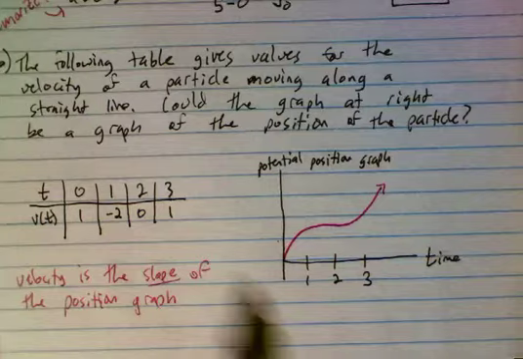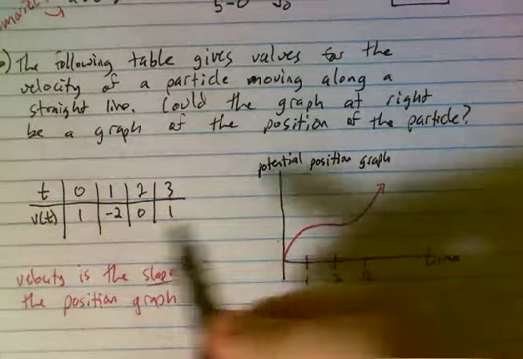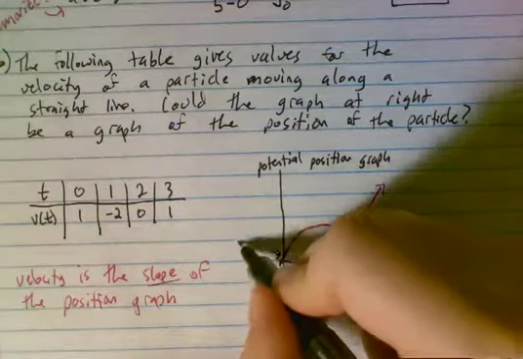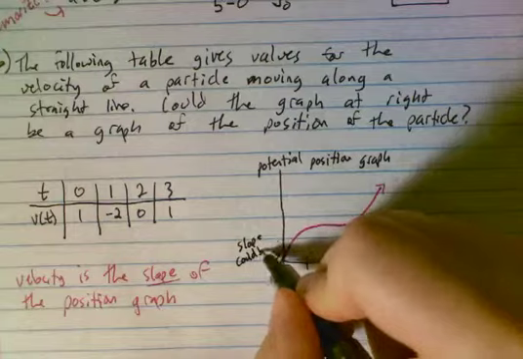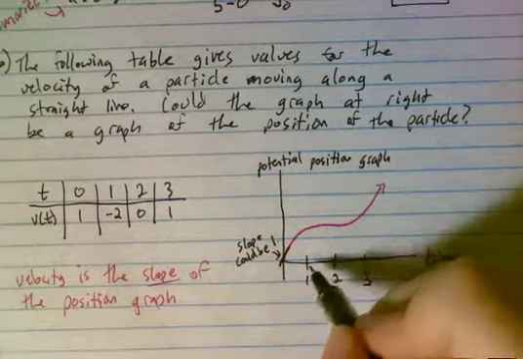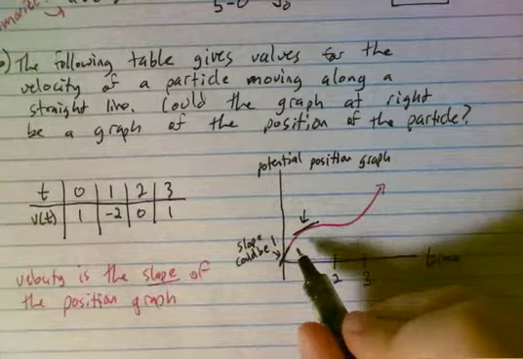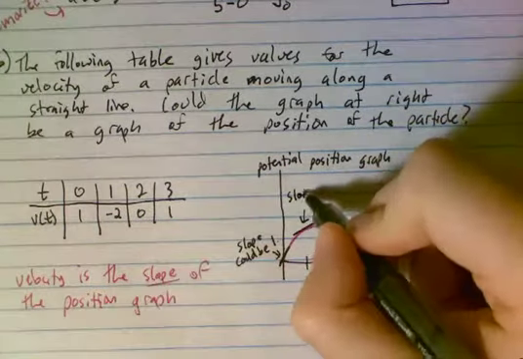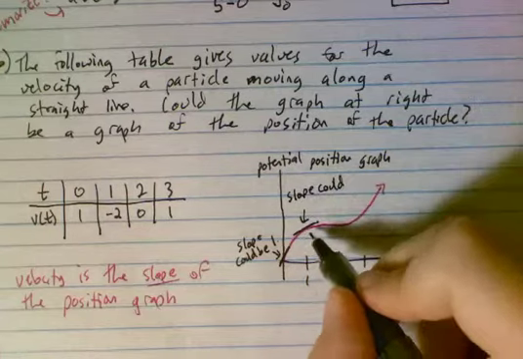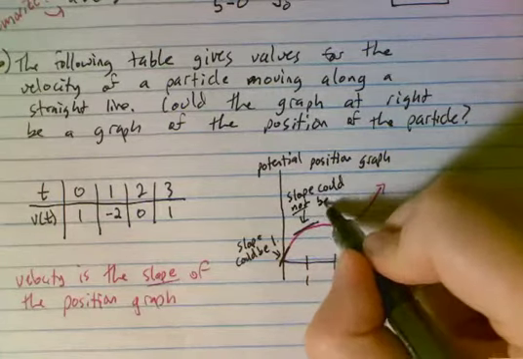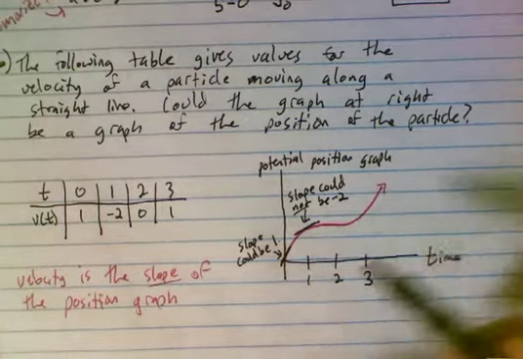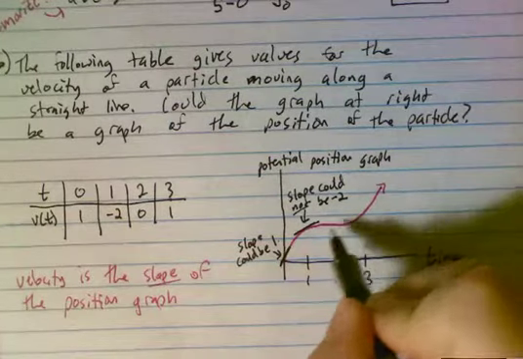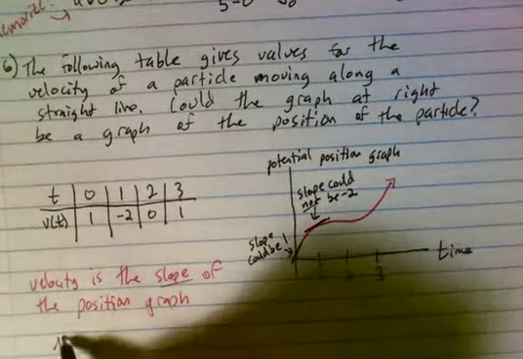So what this means is that at time t equals 0, the slope needs to be positive 1. Could be. Right here, that's definitely a positive slope. But here it says that the slope, the velocity, is negative 2. That's definitely not true. It could be 0.5, it could be some other positive number, but it's definitely not negative. So we can stop right there and we can say, no.